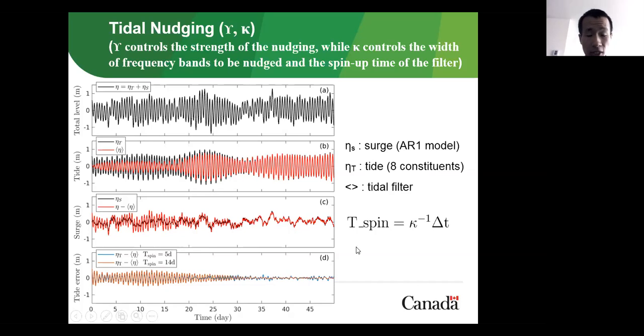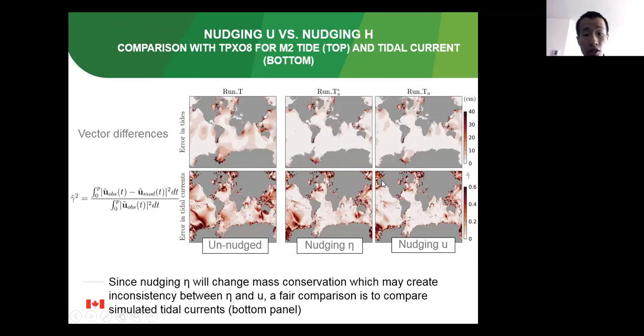And in the global application, from sensitivity tests, we found a kappa value corresponding to 14 days is sufficient to acquire relatively accurate predictions without significantly increasing the spin-up time. Next, we look at the comparison of the two different nudging approaches, nudging U and nudging eta.